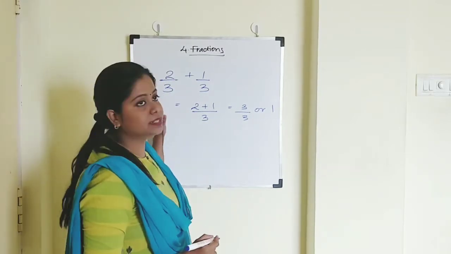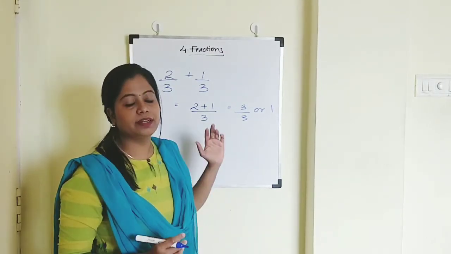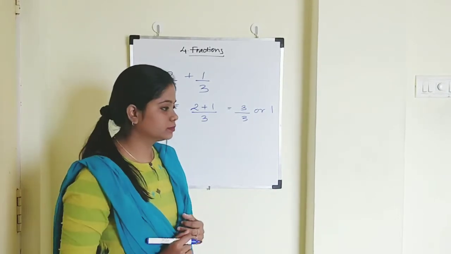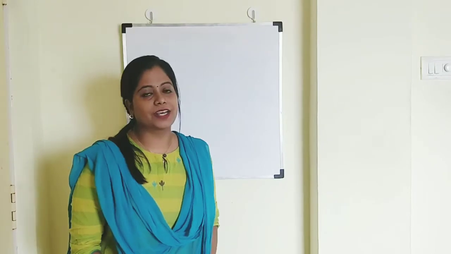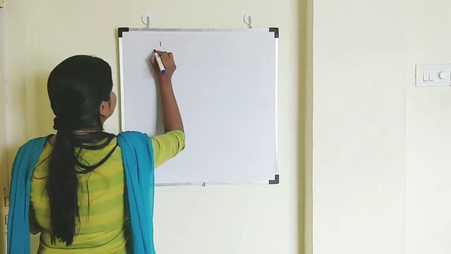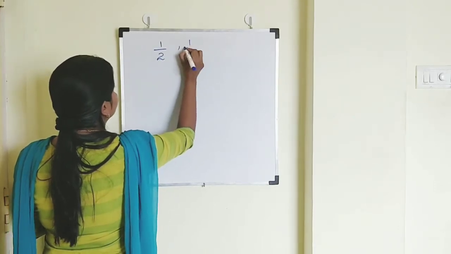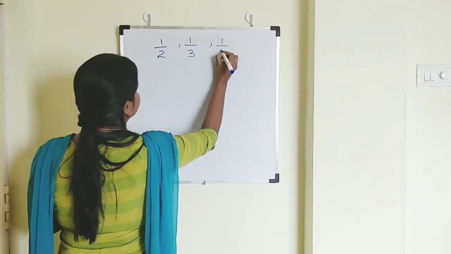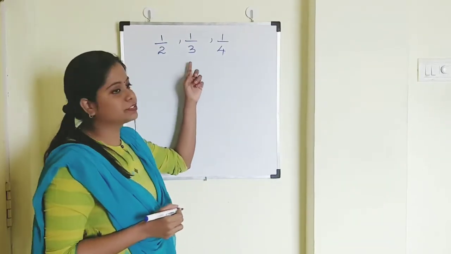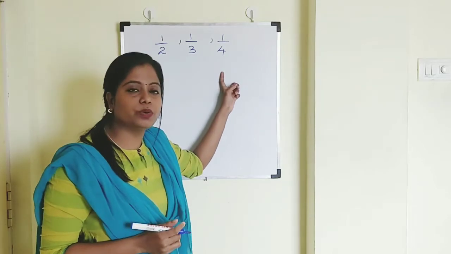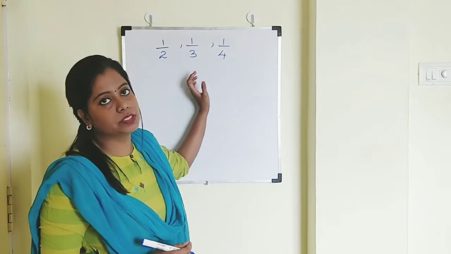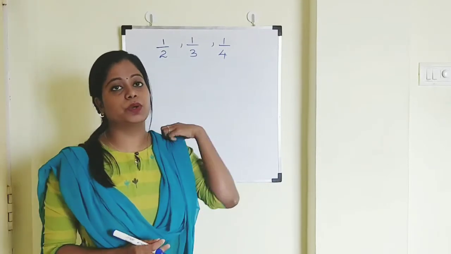But when there's another question, I'll show you how to do it. When the denominators are not same, what has to be done? Okay, so let's see the next type of addition of fraction. Here, I have written 3 fractions, right? And all the fractions have different denominators. So when fractions have different denominators, you cannot just add 1 by 2 plus 1 by 3 plus 1 by 4. It will give you a wrong answer.